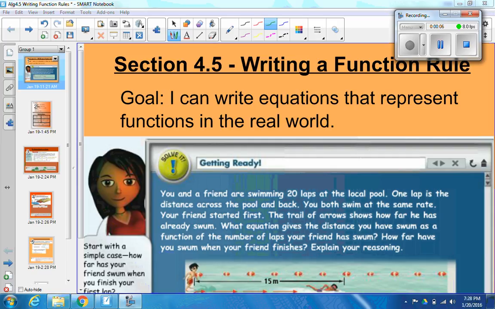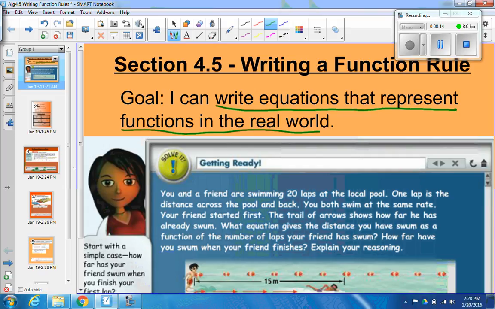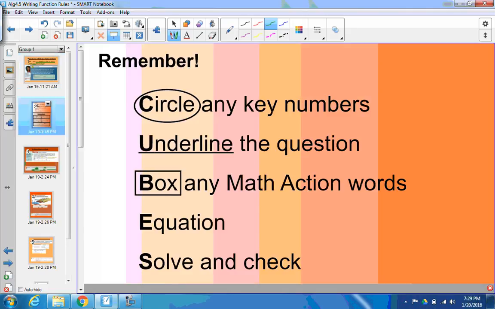I'm going to try to keep it brief, but our goal here is to be able to write equations that represent functions in the real world. So we're going to come up with the equations. You're going to create the equation to represent a function in the real world. And sometimes we think this is a tough thing, but we're going to review something that we talked about earlier in the year, this CUBES acronym. So when you're given a word problem, we just want to be able to write the equation.